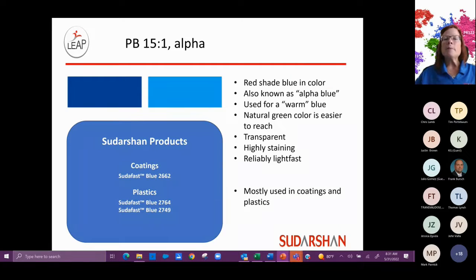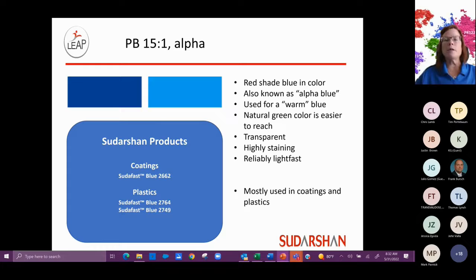So the 15-1 is part of the alpha group. These are, as I mentioned, red shade in color. These pigments are used when you want to develop a warmer blue in terms of color. And if you use this color to create a green, the green that you'll get is more natural in terms of its color position. And I have an example to show you at the end as well.